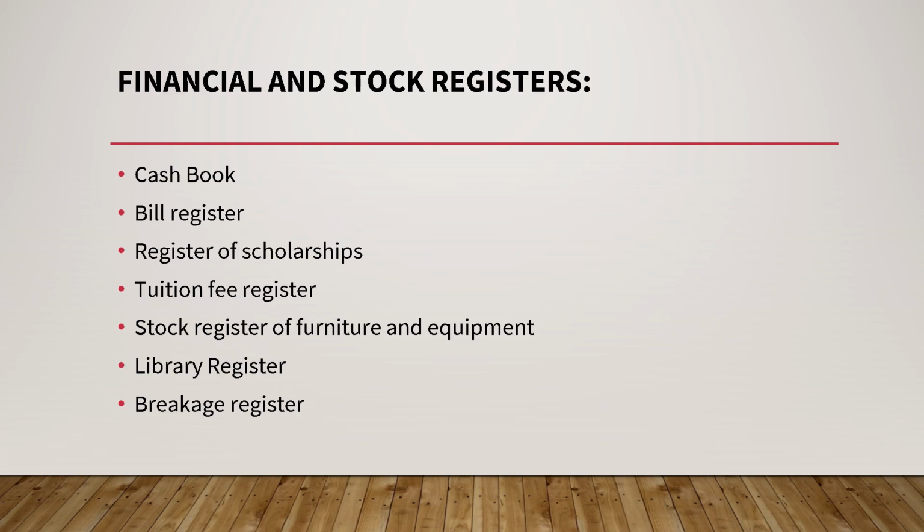Now, what are financial and stock registers? They are cash book, bill register, register of scholarships, tuition fee register, stock register of furniture and equipment, library register, and breakage register.